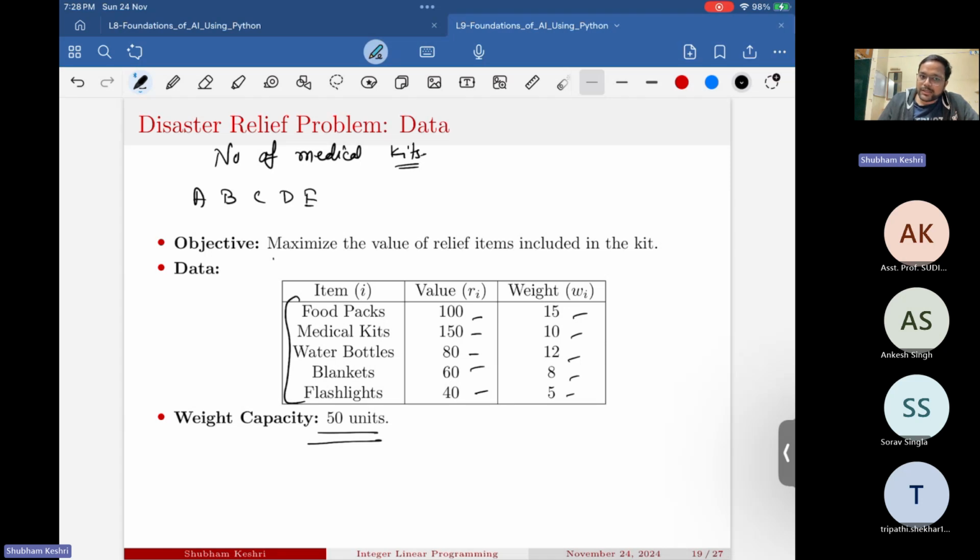So what is the decision variable? I can say number of food packs. So when I say X equals 3, it means 3 kits are picked. Which 3 kits are picked? Are you able to identify using this kind of decision variable? So when I use this kind of decision variable, number of medical kits picked, and if I say X equals 3, will I be able to identify which 3?